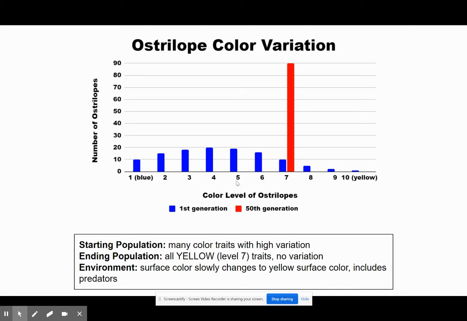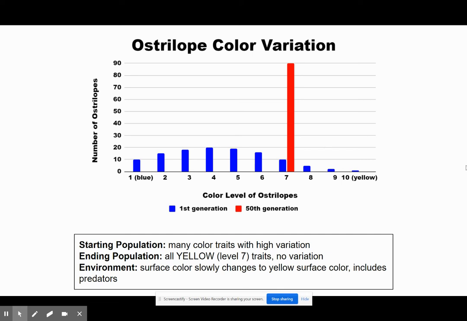Almost every single color is represented in the starting population, the first generation, and we have high variation. We have about 10 blue, about 15 level 2 blues, about 20 level 4 bluish greens, and we've just got a lot of variation. We even have a couple of yellow way down here. So we've got all of these color traits, all of this variation in the starting population.